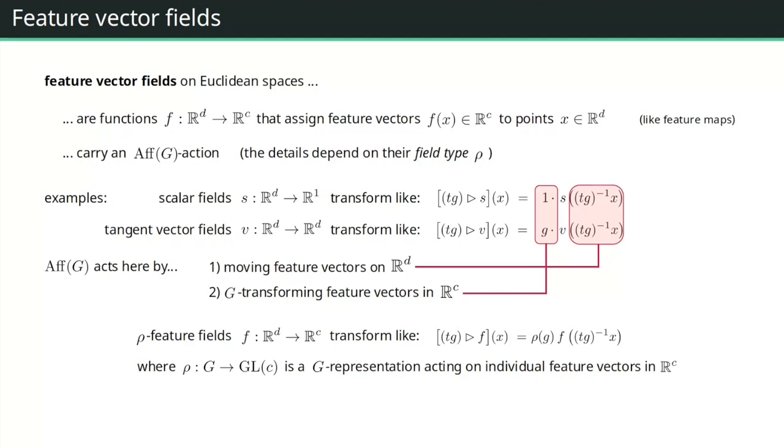If you are taking the defining representation of the group, so you're multiplying with G, then you get the tangent vector field out. But you could also build something like cotangent vector fields if you take the adjoint representation of G, or you could look at tensor fields, which transform according to tensor representations. Then in practice, people are often using irreducible representations or regular representations of the group. So whichever group representation you can come up with defines some type of feature field.